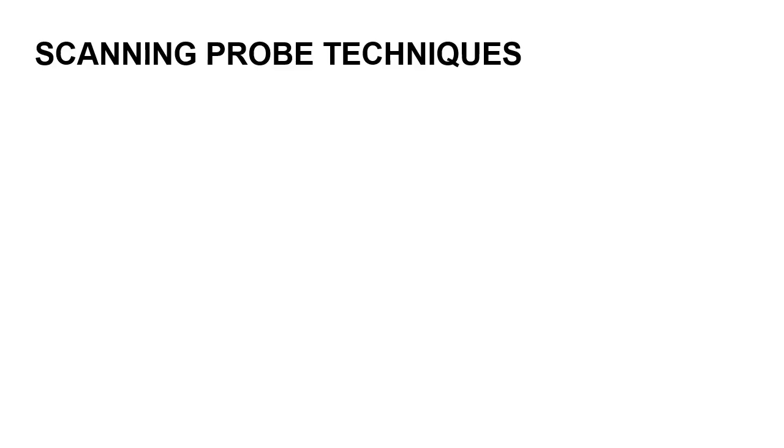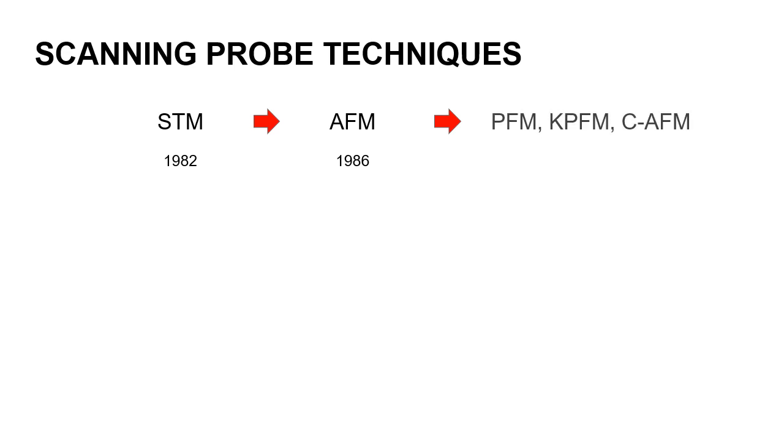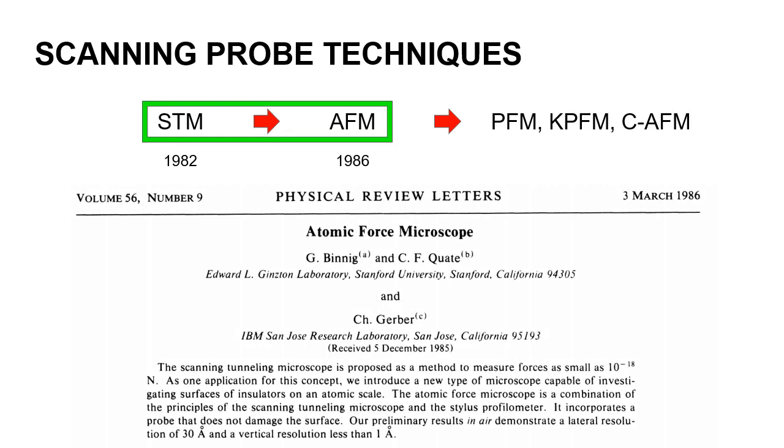AFM belongs to what is called scanning probe techniques. The first of these techniques to be developed was STM, or scanning tunneling microscopy. Later, AFM was developed as a modified version to be also used on non-conductive samples. Other techniques were also developed in the following years. Still, STM and AFM are the most popular.